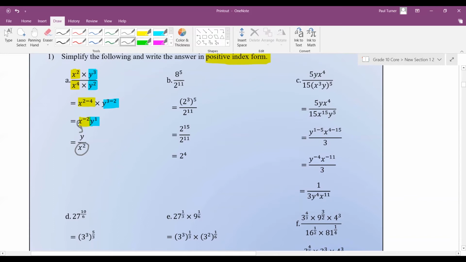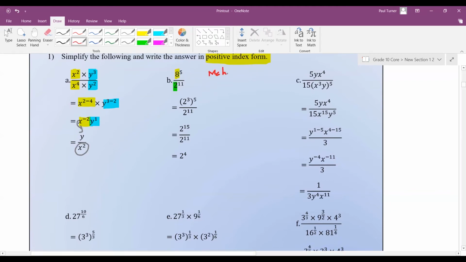So just change the sign on the power when you move stuff. Okay, so in this one, question B, I have a different base here. I've got 8 and I've got 2, don't I? I've got 2 different bases. So you should try always to make the base the same.